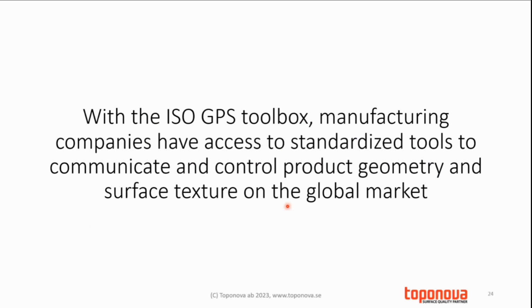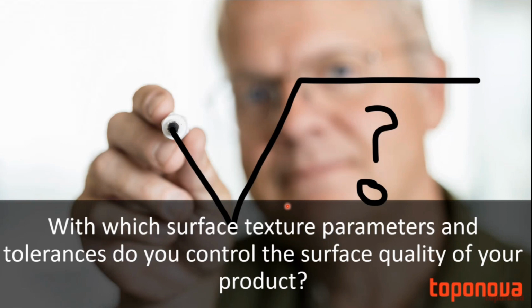With the ISO-GPS toolbox, manufacturing companies have access to standardized tools to communicate and control product geometry and surface texture on the global market. With which surface texture parameters and tolerances do you control the surface quality of your product?